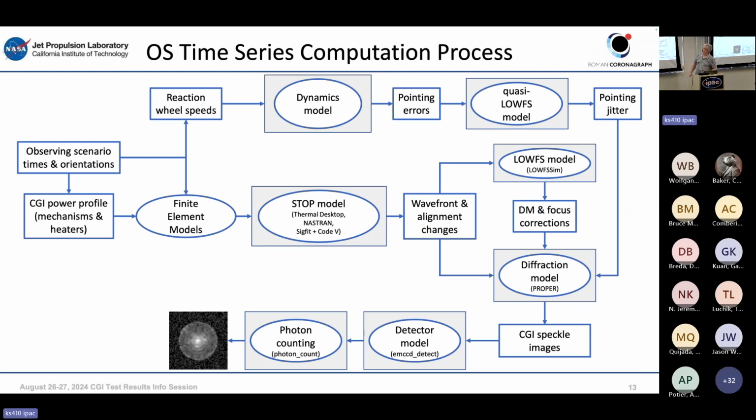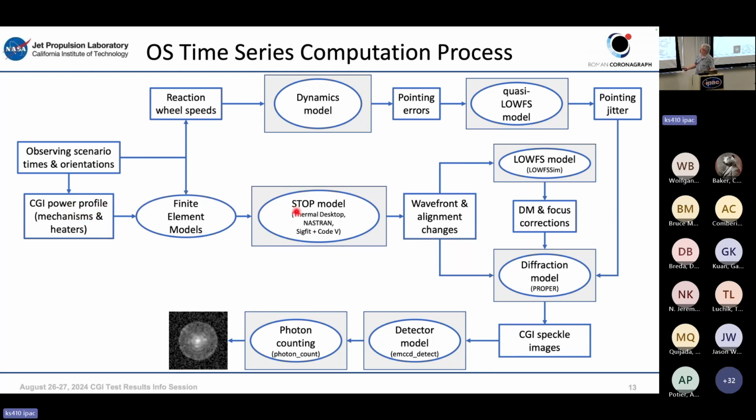So this is a layout of the modeling steps that we go through. We've got our observing scenario times and orientations. That gives us our solar angles that go into our finite element model. It also gives us what we need the reaction wheel speeds to be for our slews and rolls. And it gives us our CGI power profile for our internal heating.